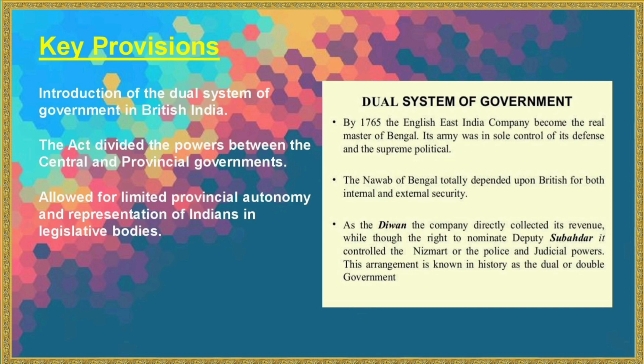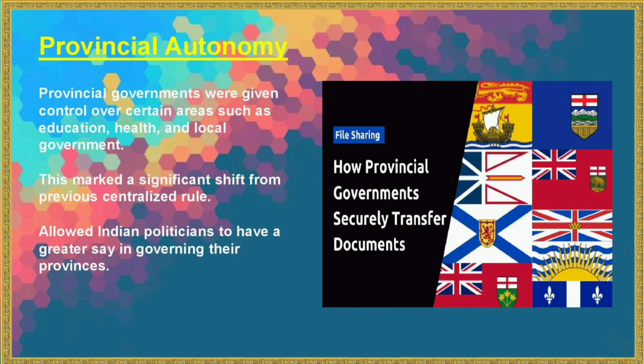The Act divided the powers between the central and provincial governments, allowed for limited provincial autonomy and representation of Indians in legislative bodies. Provincial autonomy: provincial governments were given control over certain areas such as education, health, and local government. This marked a significant shift from previous centralized rule.